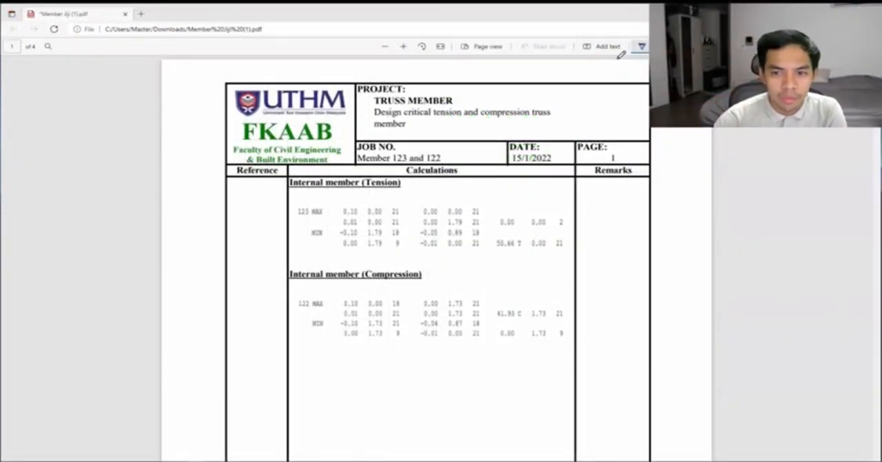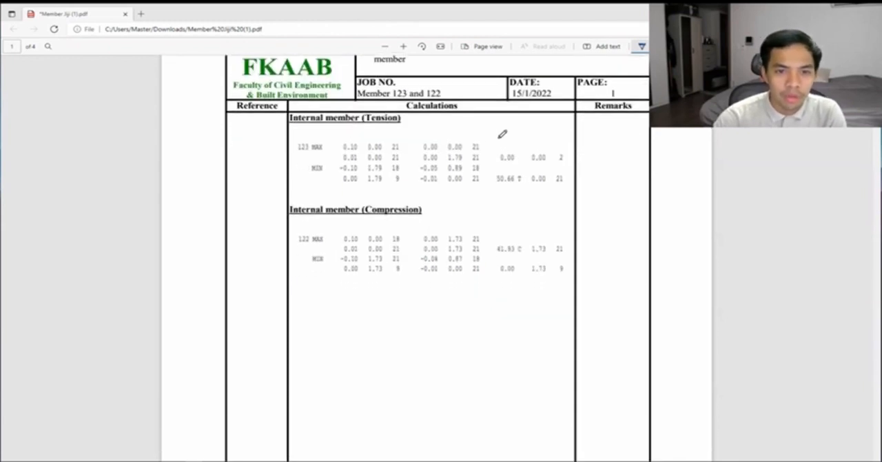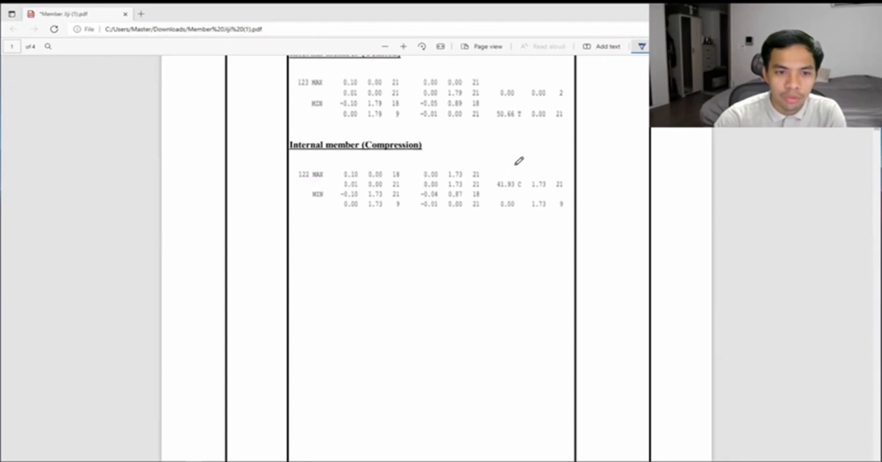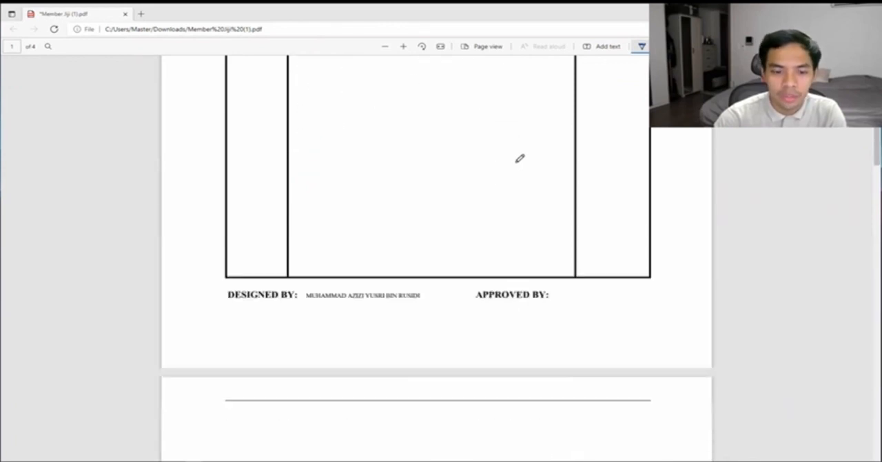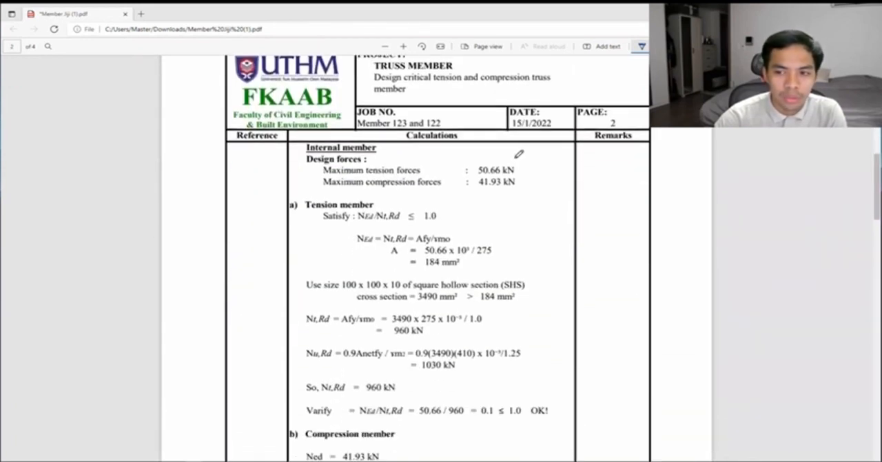Assalamualaikum and hi, my name is Muhammad Azizi Yusri bin Rusidi, and today I will explain my part, which is the design of critical tension and compression truss members. From the Step Pro that we have designed, our proposed design, we get the value for the tension, which is 50.66, while for the compression it is 41.93. And then we move to the design part, where the maximum tension force and maximum compression force values come from the Step Pro software.